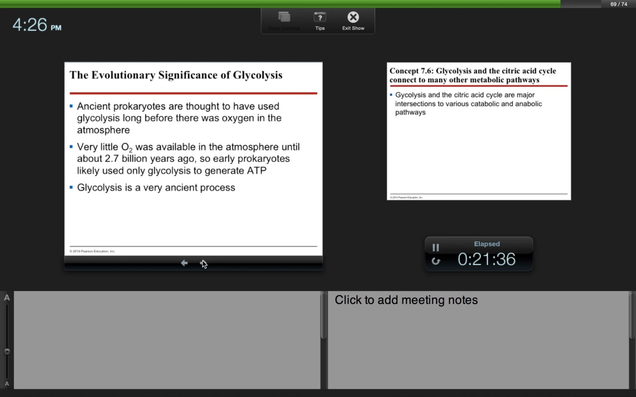Ancient prokaryotes are thought to have used glycolysis long before there was oxygen in the atmosphere. Very little oxygen was available in the atmosphere until about 2.7 billion years ago, so early prokaryotes likely used only glycolysis to generate ATP. Glycolysis is a very ancient process. It evolved early in the evolution of organisms.